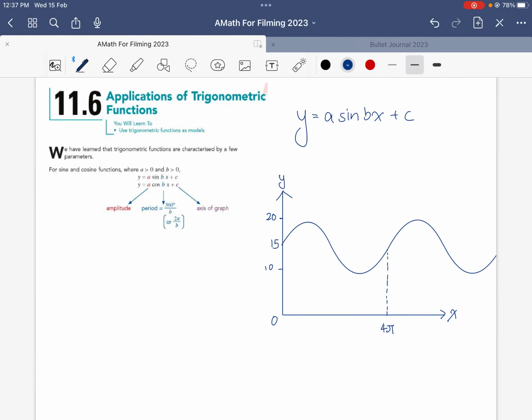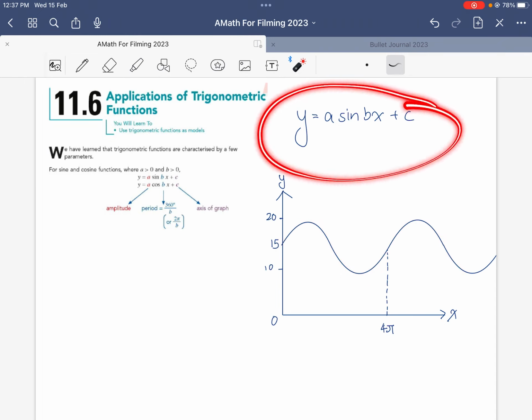Okay, today I'm going to cover 11.6 applications of trigonometric functions. Before I begin, I've just drawn an example for you of a sinusoidal curve here. This is a sinusoidal curve, and it can be represented by this function over here.